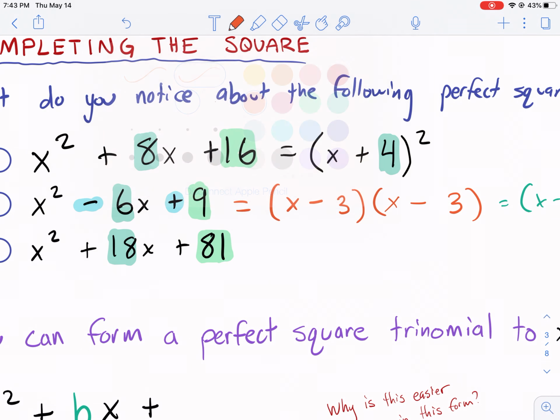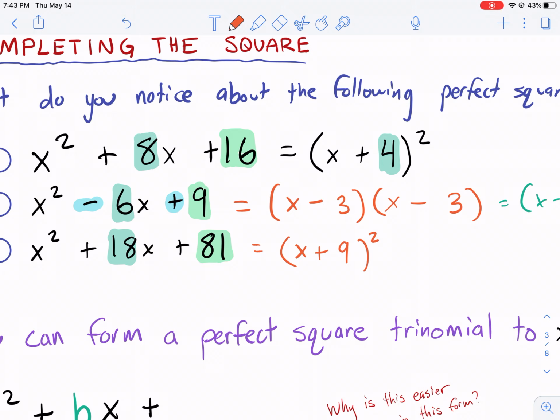One last time. This time we're not going to FOIL it out. We're just going to figure out why it is the way it is. Both the middle and the last term are positive, so this is going to be positive. Now what times itself twice gives us 81? That's going to be 9. Now the question is, does that 9 correspond to this 18x? Yes, it does. What is the correlation? Well, 9 times 2 is 18, and then of course we have the x's on there, so that's 18x.